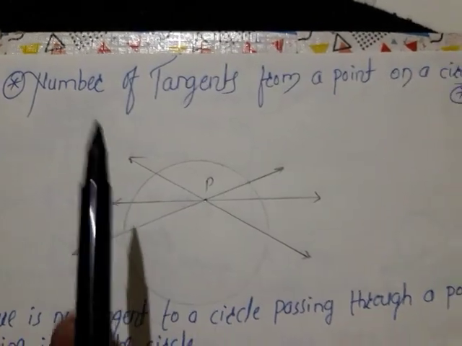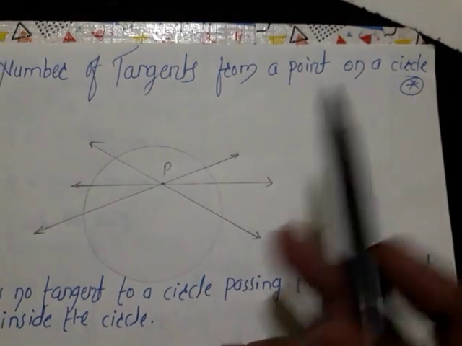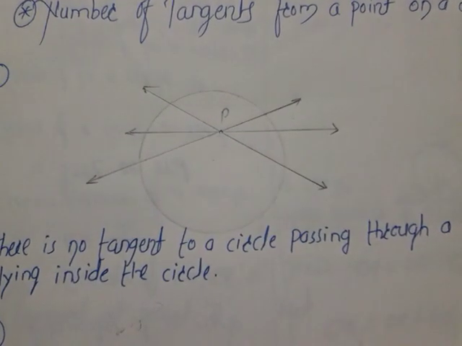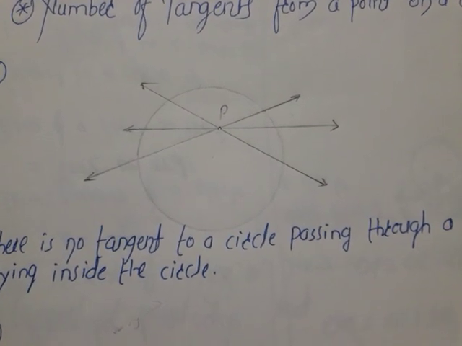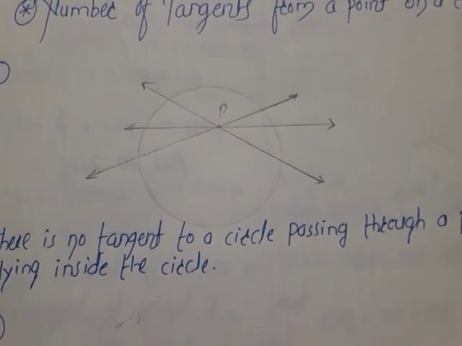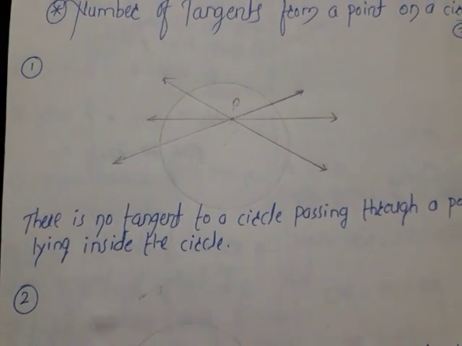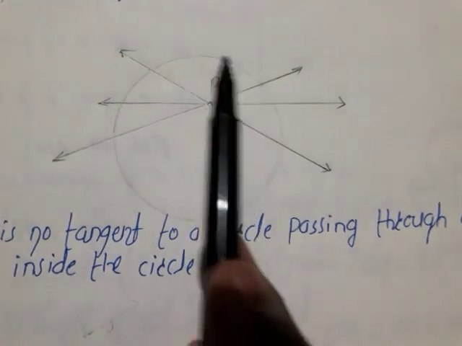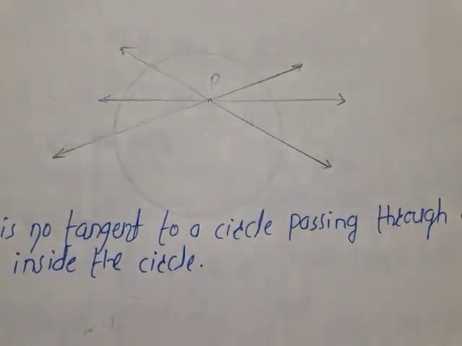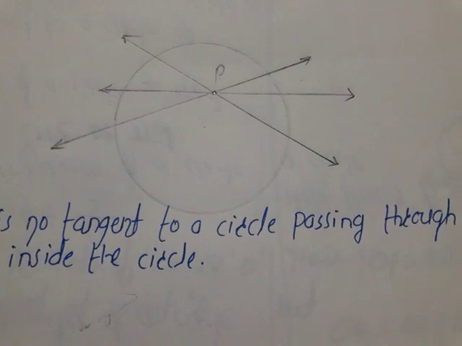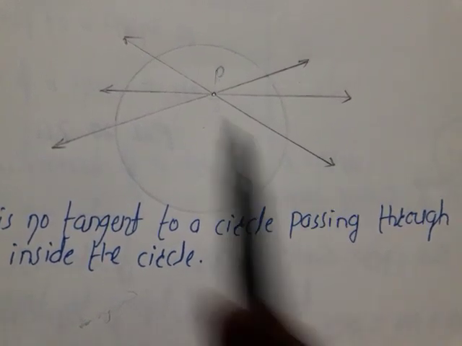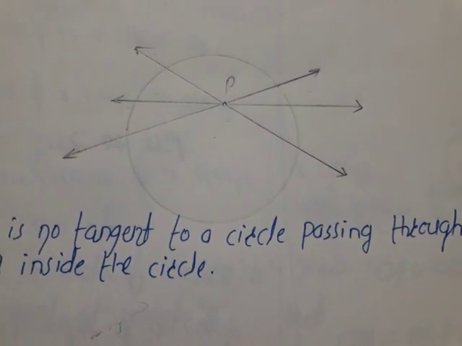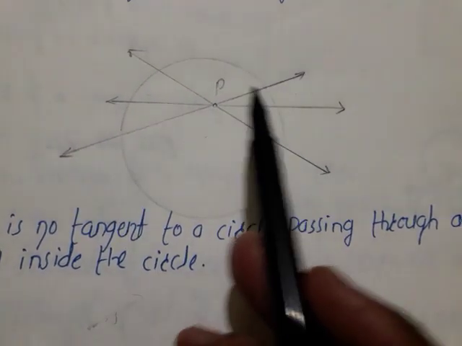What is the statement? Number of tangents from a point on a circle means how many tangents we can draw when the point is present inside the circle, when the point is present on the circle, and when the point is present outside of the circle. Here, first condition, look at this first figure. If you observe carefully, this point P is present inside, and there are three lines. But after observation you will come to know that those three lines intersect the circle in 2 points.